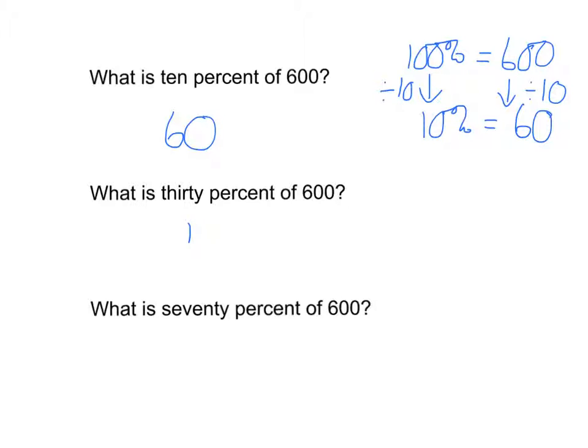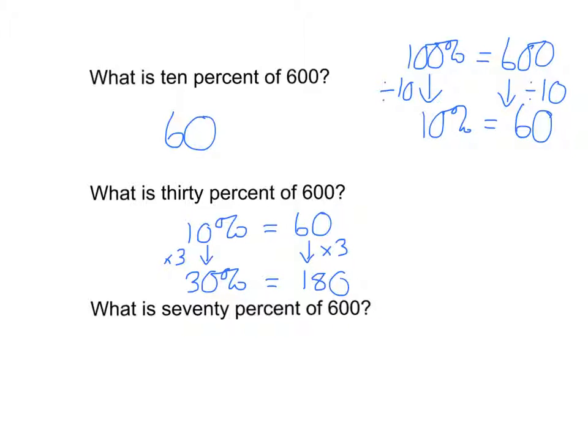Now, let's write that piece of information down. If I know 10% is 60, and I want to work out 30%, well, you just need to be thinking 30%, that's bigger than 10%. How many times bigger is it? It's 3 times bigger. So if 10% is 60, then 30% is going to be 3 times bigger than that. So 60 times 3 will give me 180.